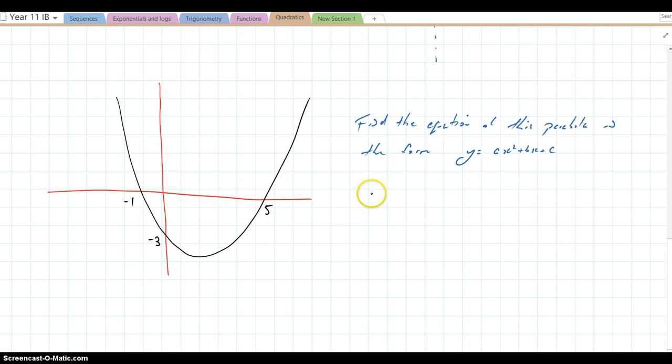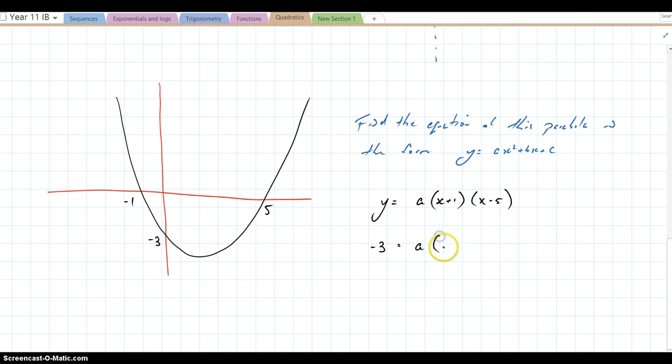Well, in this form, we'd write it as, okay, I know that it goes through minus 1 and plus 5 on the x-axis, there, its x-intercepts. So it's got to be in this format. Okay, and how do I find out what a is? Well, I can put in this point here, minus 3, couldn't I? So I could say at y equals minus 3, x is equal to 0.